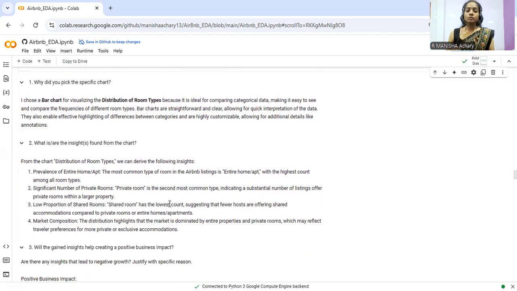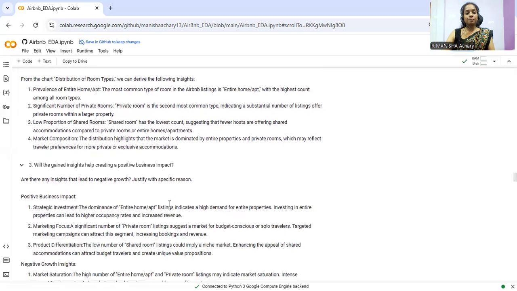The entire home or apartment is the most common room type with the highest count among all room types, private room is the second most common type, and shared room has the lowest count. This distribution highlights that the market is dominated by entire properties and private rooms, which may reflect traveler preference for more private or exclusive accommodations.